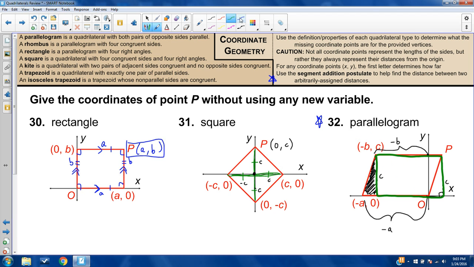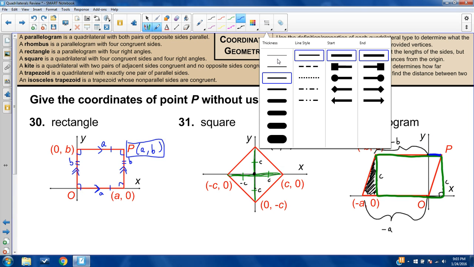What does this have to do with anything? What I'm looking for is this length right here, because I need to find out the x value. I know the y value, by the way. The height's going to be c. I'm well aware of what that should be. This should be c.